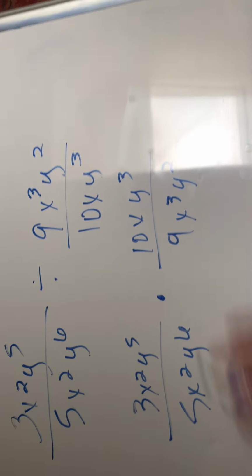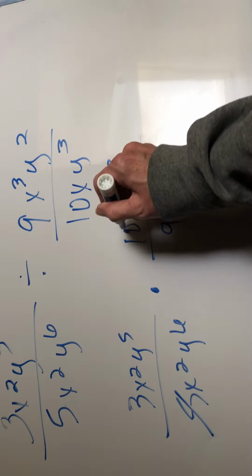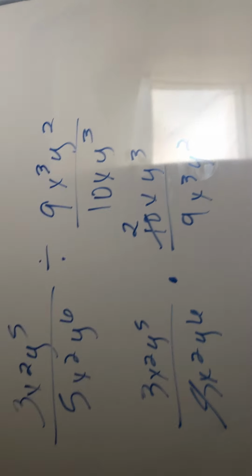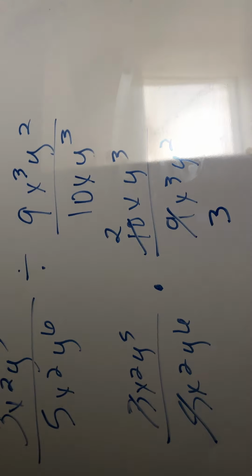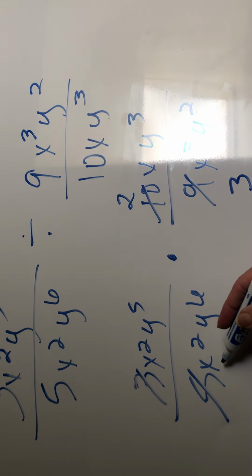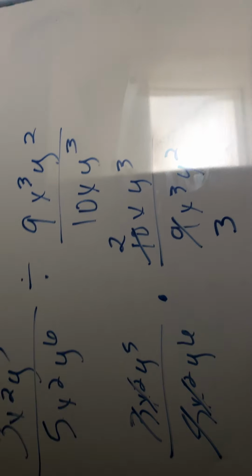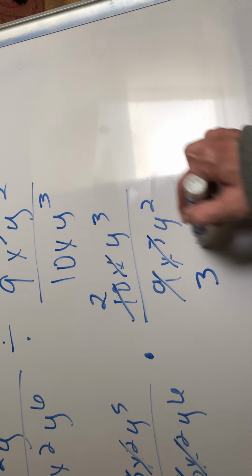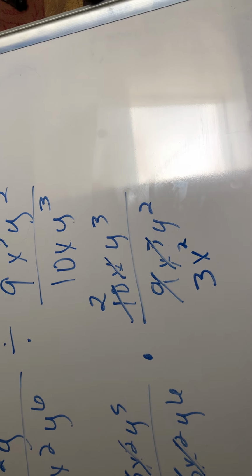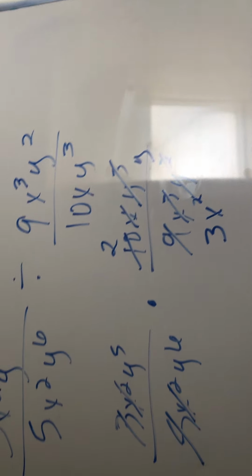Then we do what we did on the first few that we did. We try to cross multiply, like 5 will go into 10 and leave a 2. 3 will go into 9 and leave a 3. This x squared on the top and that x squared on the bottom can cancel. There's lots of different ways to cancel this stuff too. This isn't the only way. X can come out of this x cubed and leave an x squared on the bottom. Y squared can come out of that y cubed and leave a y on the top.